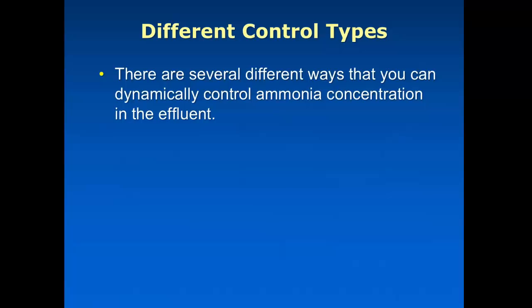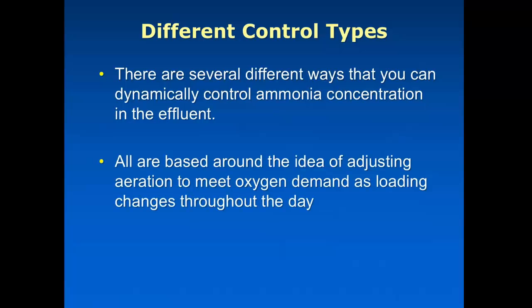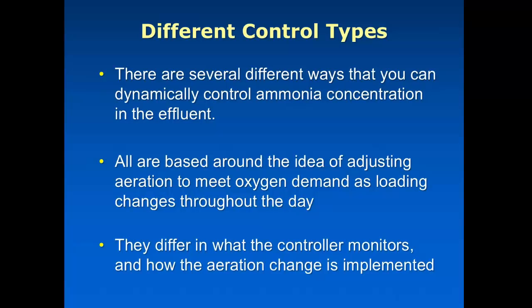So there are several different ways that you can dynamically control for nitrification in your plant to be able to control the ammonia in that effluent. Now, most of them are based around the idea that you are going to adjust the aeration in some way or another to meet that oxygen demand in order to do that nitrification. And you want to be able to do that dynamically. So as that demand changes during the day, as the loading changes or the temperature changes or the way that your plant is being run changes during the day, you want to have a controller that can respond to that. So the different types of controllers that I'm going to show you differ in what the controller is monitoring and also how it's going to implement that change in that manipulated variable.